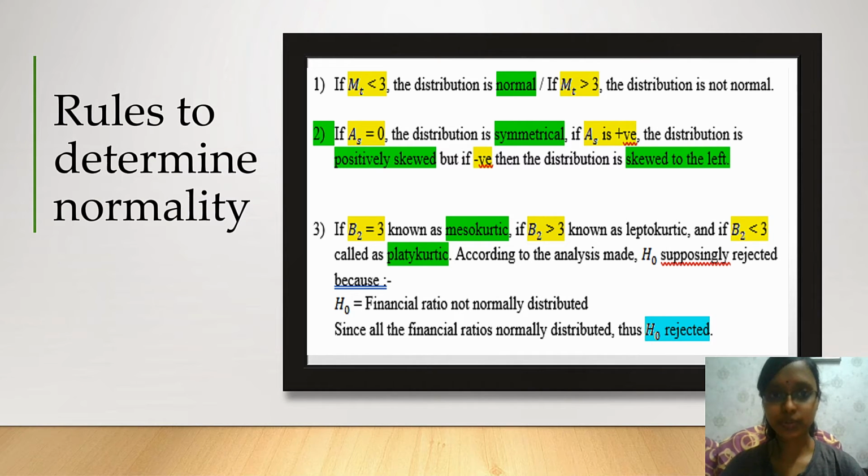So now I am going to talk about rules to determine the normality in the result part, whereby the first rule talks about the moment of ratio test, the second talks about the moment coefficient of skewness, and the third condition states the moment coefficient of kurtosis. Whereby we know that all the financial ratios in the article provided are normally distributed and most of them are platykurtic. Platykurtic meaning they have thinner tails than a normal distribution, leading to less extreme positive or negative events. And we know that our null hypothesis has been rejected.